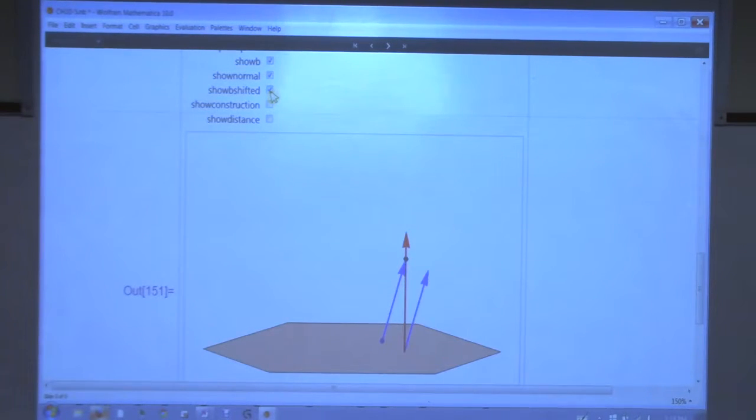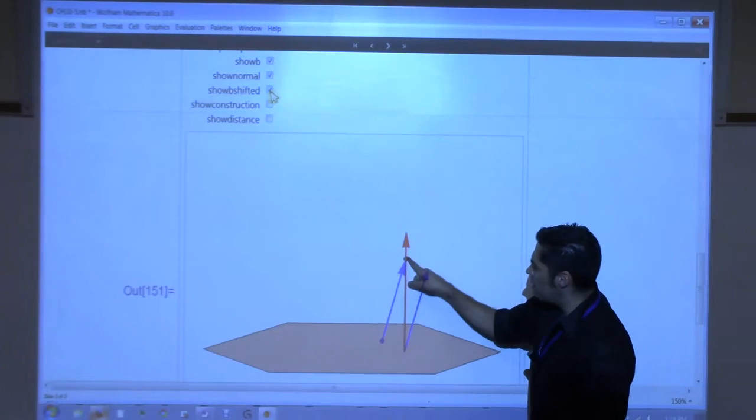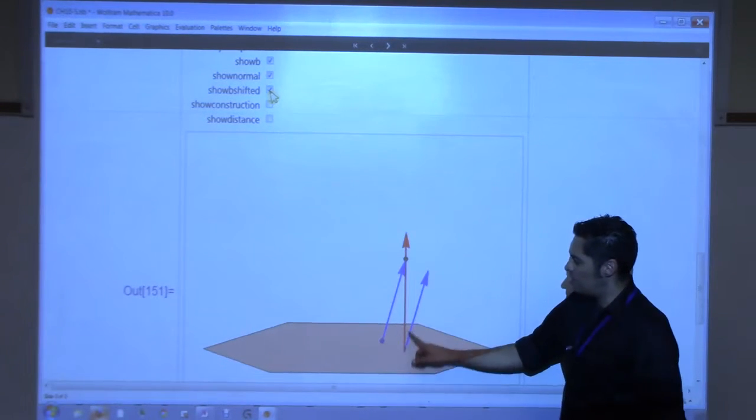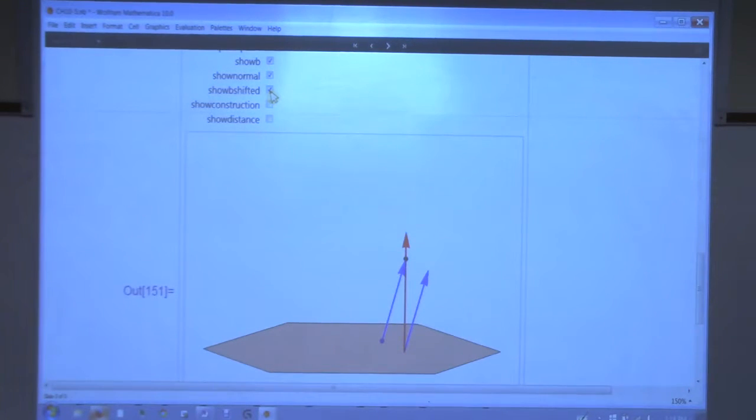So I'm going to move that normal vector, or sorry, not the normal. Here's the normal sticking out of the plane. I'm going to take that vector that went from that point to that point, and I'm going to slide it so that it touches the bottom of the normal vector, right? And then I'm going to take the original vector out. Do y'all see that?